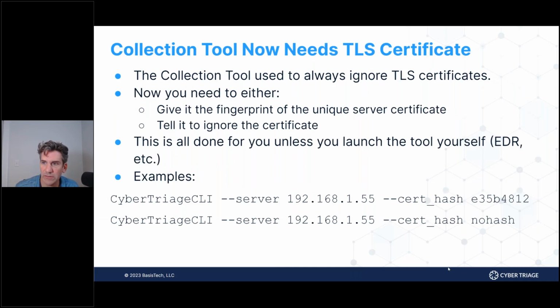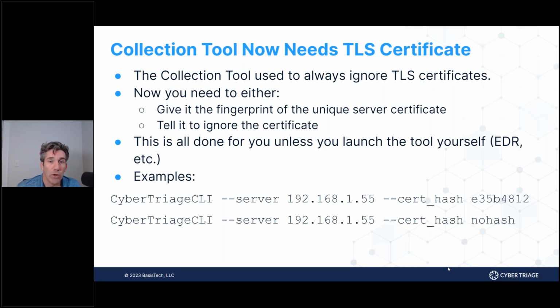Another small tidbit, rounding up into our 30-minute line here. The collection tool now needs information about TLS certificates. The collection tool used to always ignore the TLS certificate it got from the Cyber Triage server, which was better for us. Now it doesn't. In order to prevent man-in-the-middle attacks, it is always going to do something with that certificate to verify it's talking to the Cyber Triage server versus some kind of intercepting proxy or whatever.